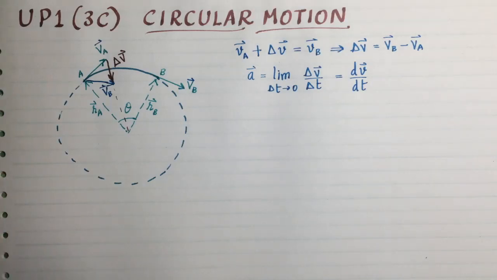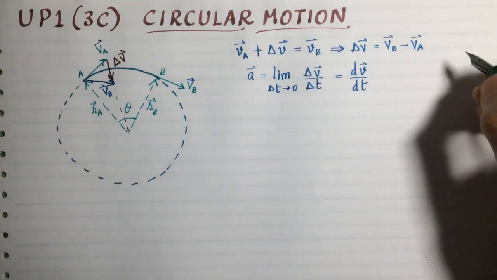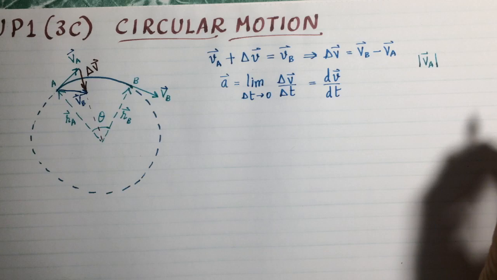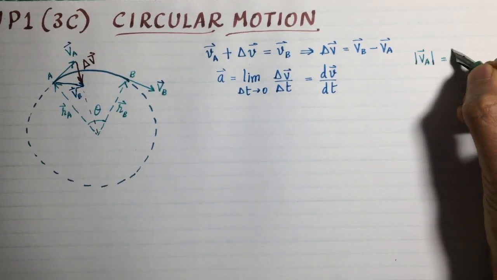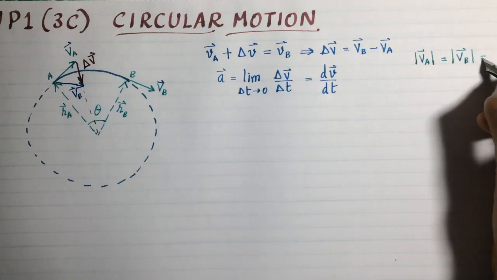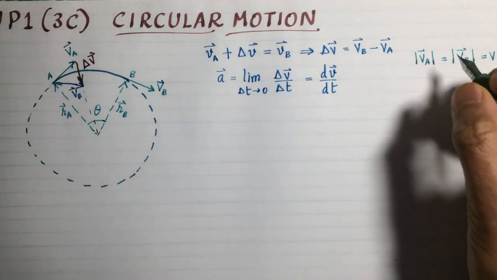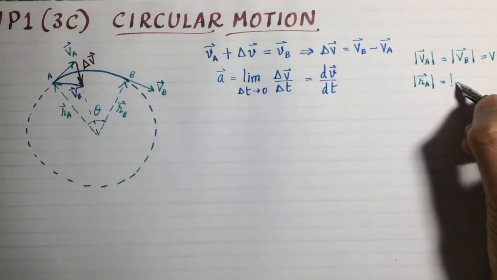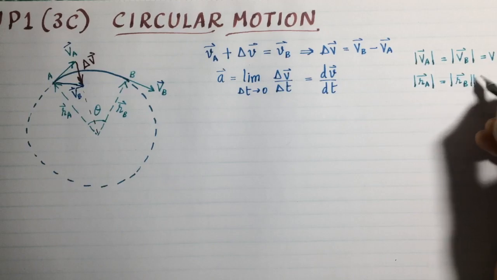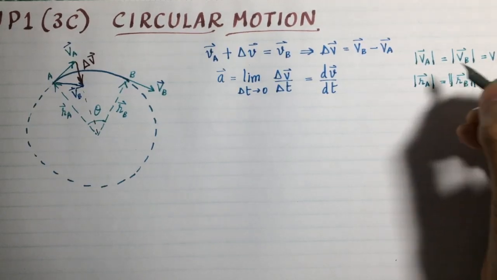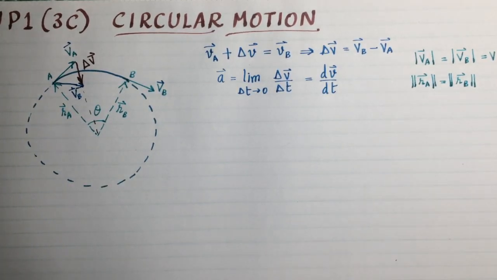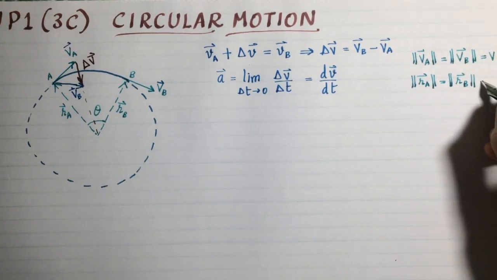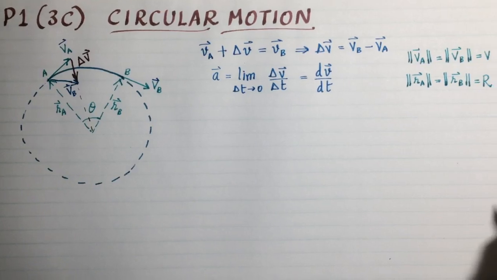Now, because I've considered the motion to be uniform, I'm going to take the magnitude of VA and the magnitude of VB to be equal. Let me call that simply V. And also, since I'm considering the motion to be in a circle, the magnitude of RA is equal to the magnitude of RB. I put double bars for magnitude sometimes instead of the single bar. So that's going to be called the radius of the circle R.